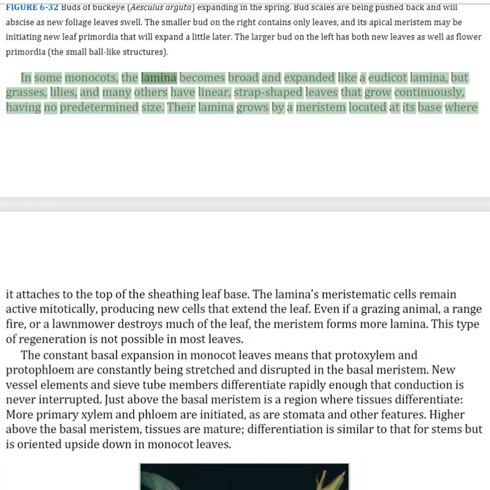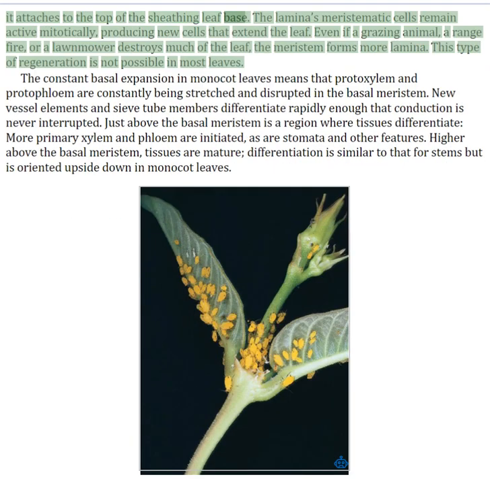In some monocots, the lamina becomes broad and expanded like a eudicot lamina, but grasses, lilies, and many others have linear, strap-shaped leaves that grow continuously, having no predetermined size. Their lamina grows by a meristem located at its base where it attaches to the top of the sheathing leaf base. The lamina's meristematic cells remain active mitotically, producing new cells that extend the leaf. Even if a grazing animal, a range fire, or a lawnmower destroys much of the leaf, the meristem forms more lamina. This type of regeneration is not possible in most leaves.